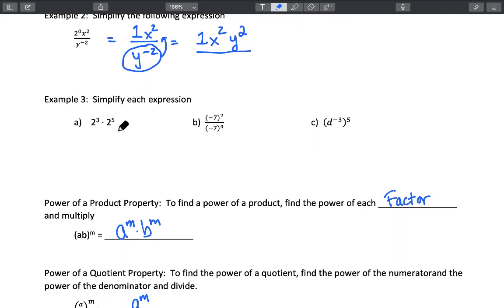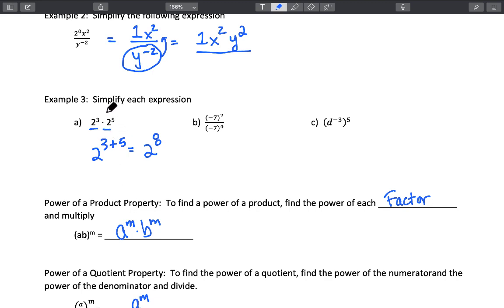In example 3, we have a product of two bases that are the same. And here is our product property. So this says that we are going to take our exponents 3 and 5 and add them. And this makes sense. This gives us 2 to the 8th.